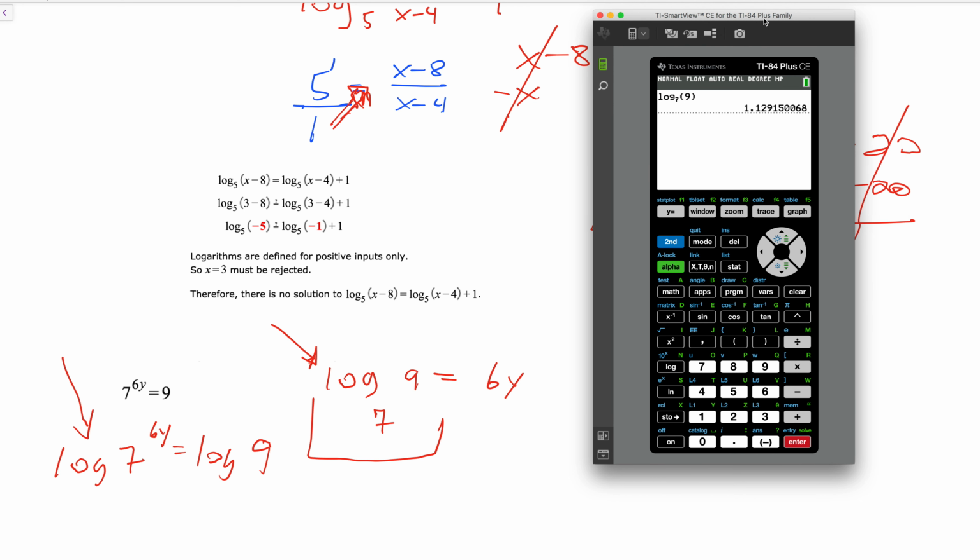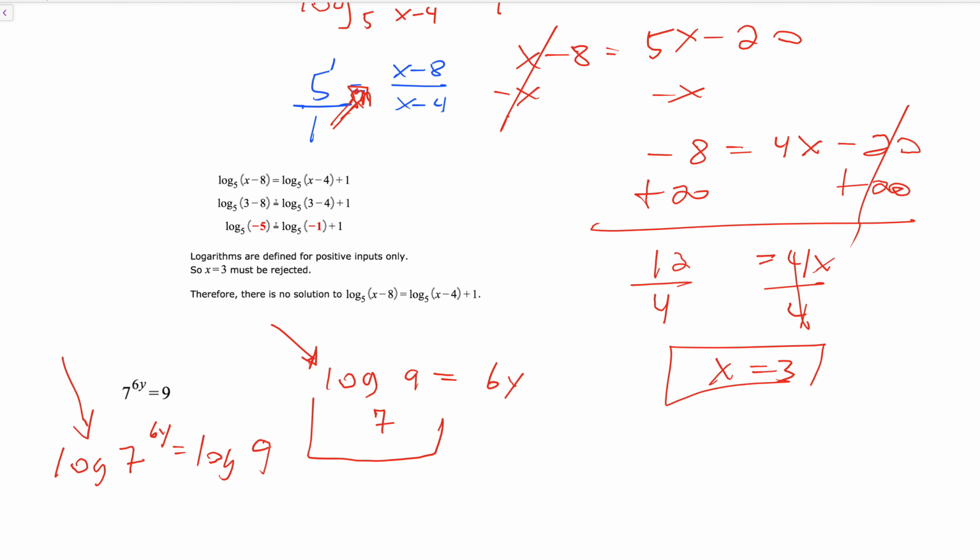And then what's the next step? There's only one more step. So 1.12 equals 6y. See? One more thing to do. Divide both sides by 6. Y equals 1.12 over 6. And then just punch that out in the calculator.